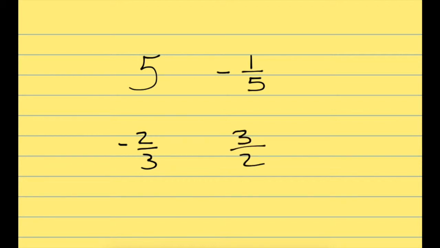Now with perpendicular lines, the slopes are opposite reciprocals. So if the slope of one of the lines is 5, the slope of the perpendicular line is -1/5. If the slope of one is -2/3, the slope of the perpendicular line is +3/2. If the slope of one is 1/2, then the slope of the other one is -2. So we flip, we take the reciprocal, and then take the opposite. If it's negative, we make it positive. If it's positive, we make it negative.